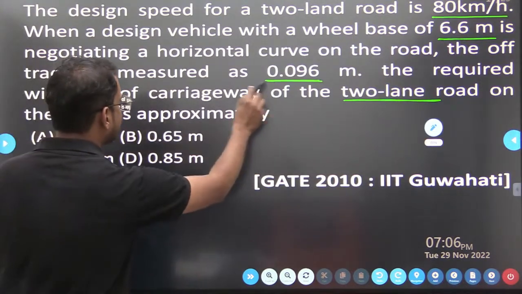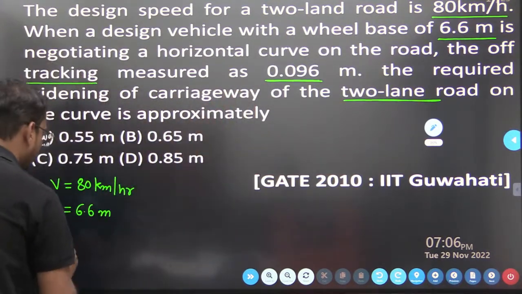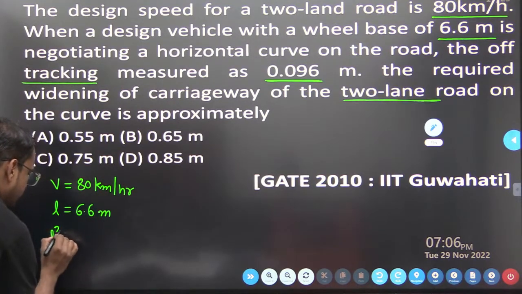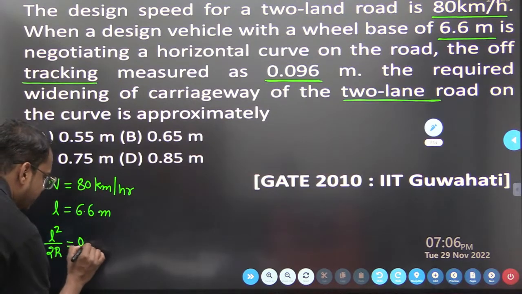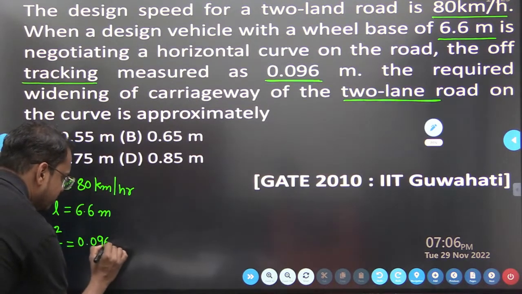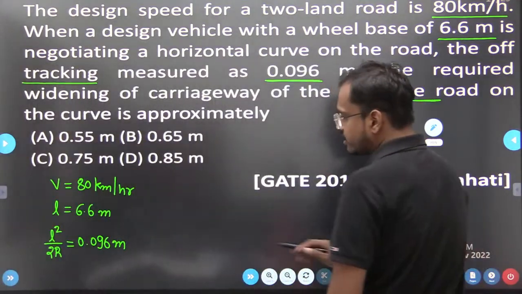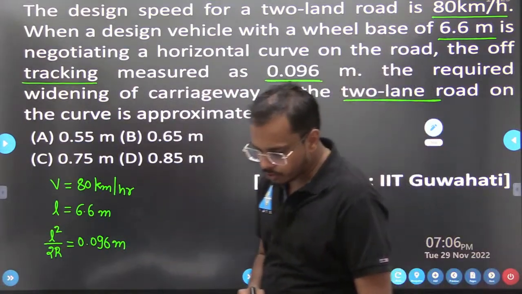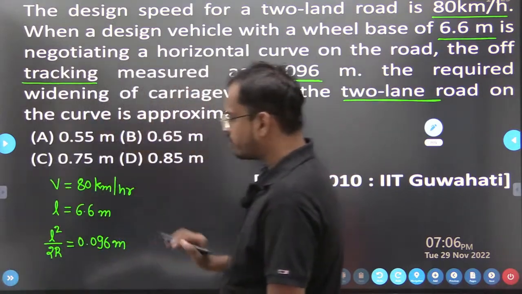Similarly, off-tracking is already given. We already know that the value of off-tracking is equal to L square divided by 2R. So, the value of off-tracking is 0.096 meter. It is the value of off-tracking. We already know that off-tracking is equal to L square upon 2R. Am I right or wrong?